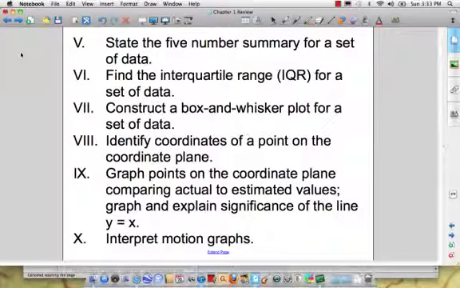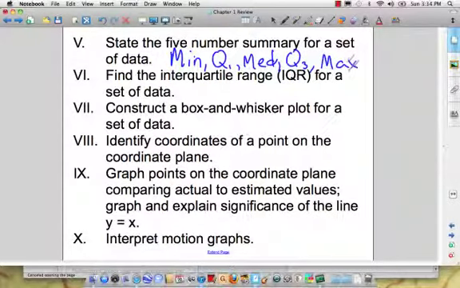Alright, you'll also be asked to find the 5-number summary for a set of data. So remember, the 5-number summary consists of the following 5 points: the minimum, the what we call first quartile, the median, the third quartile, and the maximum. So I give you a set of numbers, you find the 5-number summary. You should also be able to find the interquartile range, which is Q3 minus Q1.